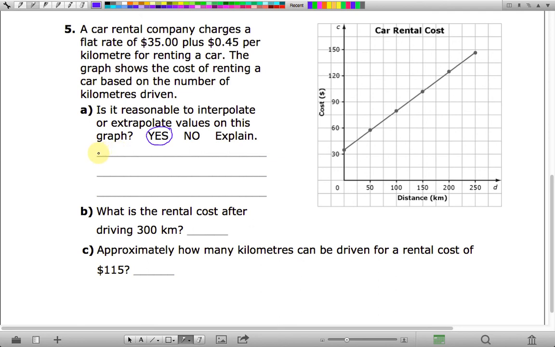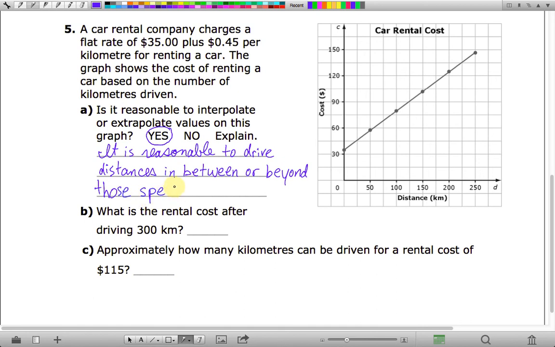So my explanation here is going to go something like this. It is reasonable to drive distances in between or beyond those specified on the points on the graph.